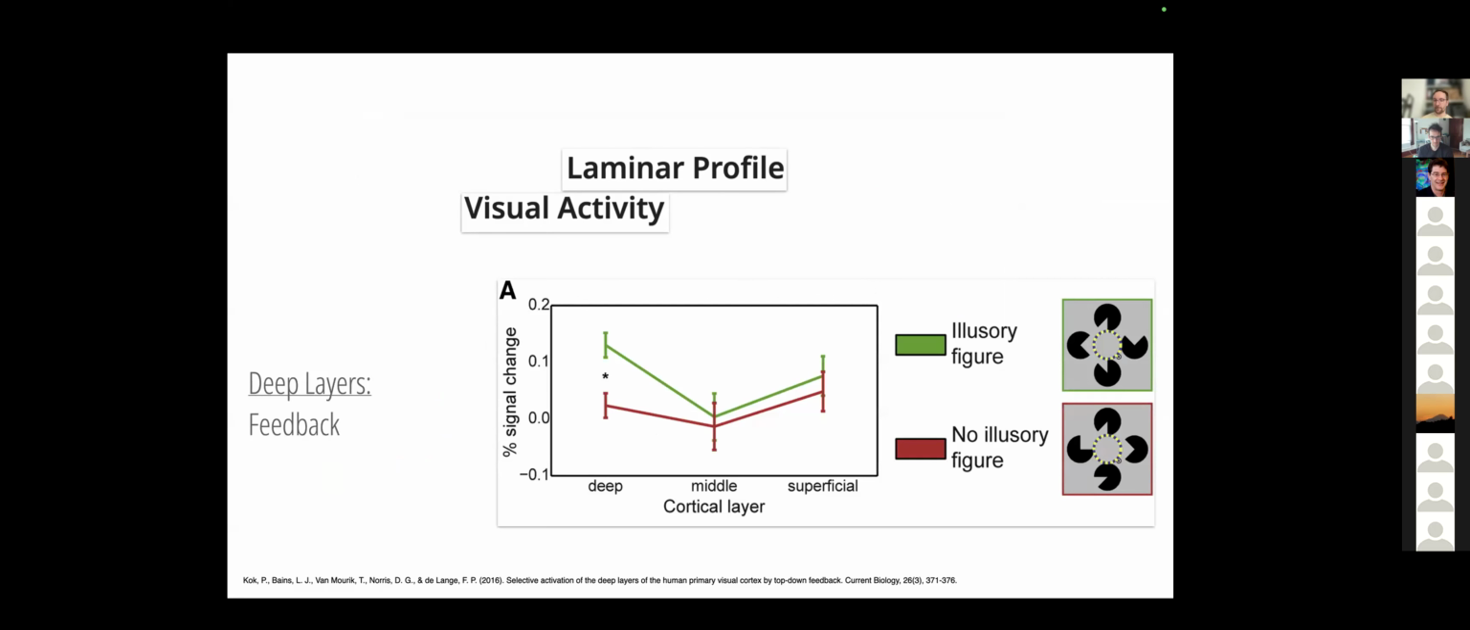If you look at the laminar fMRI side, you probably all know this paper from Peter Kok, where he demonstrated that deep layer activity can be attributed to feedback activity. Here they presented those Kanizsa figures, either an illusory configuration or a non-illusory configuration. And as you can see, there is a signal difference in deep layer activity, which hints towards feedback activity because the actual triangle that you observe is physically not there, right? So this was interpreted as feedback activity being linked to deep layer cortical activity.